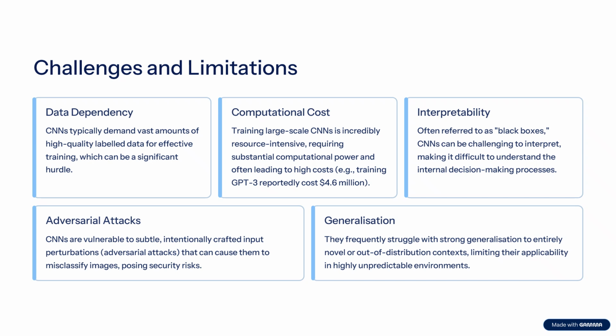Interpretability. Often referred to as black boxes, convolutional neural networks can be challenging to interpret, making it difficult to understand their internal decision-making processes. Adversarial attacks. Convolutional neural networks are vulnerable to subtle, intentionally crafted input perturbations that can cause them to misclassify images, posing security risks. Generalization. They frequently struggle to generalize to entirely novel or out-of-distribution contexts, limiting their applicability in highly unpredictable environments.